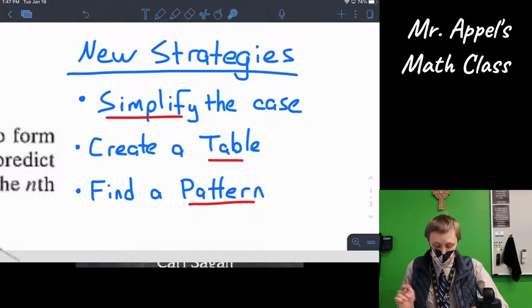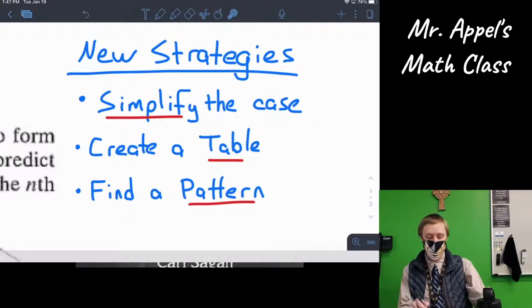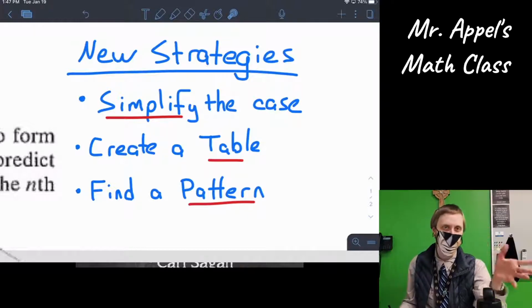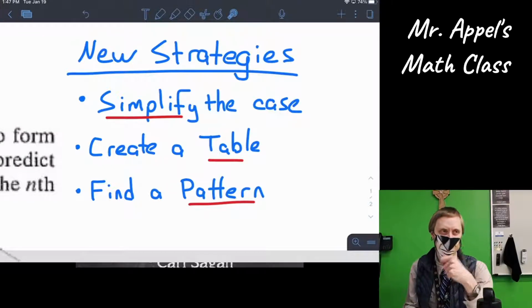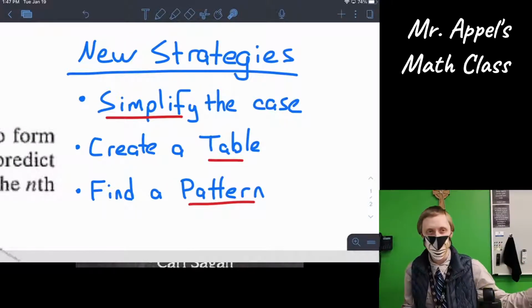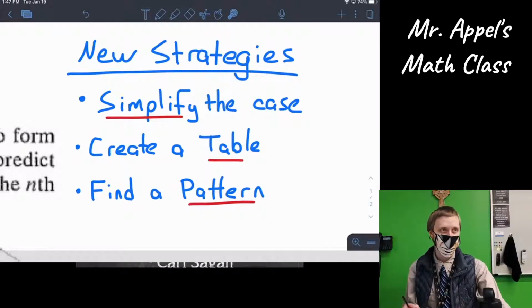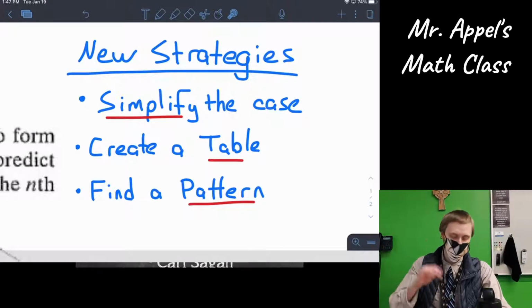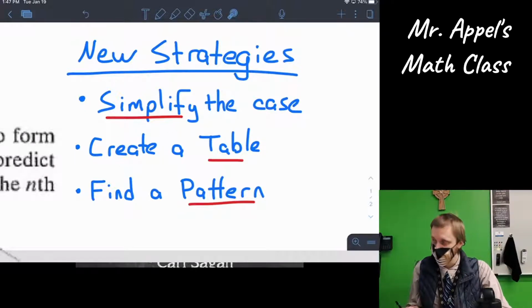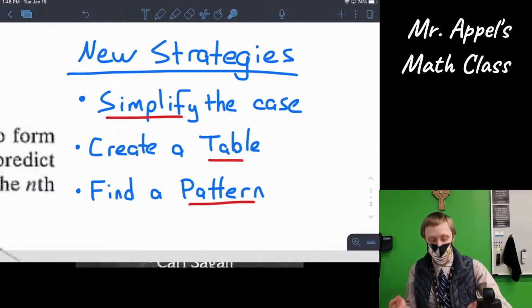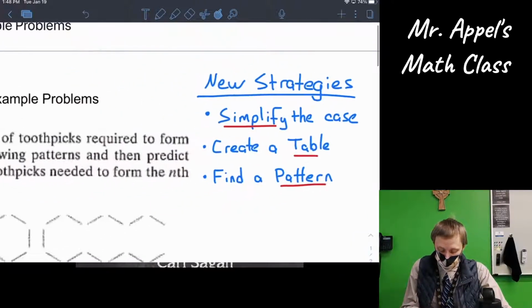Anyways, so our 3 new strategies, simplifying the case. And I moved this one to the top because I think it's probably the most powerful one, second only to drawing a picture. This is possibly the most useful thing you can have in your toolbox in any situation, applied to life in general, right? If you can make things simpler first, it's going to make everything so much easier. Second, we're going to get organized with creating a table. And that's really going to go hand in hand with our 3rd strategy, finding a pattern. For a lot of people, it's much easier to find said pattern when everything is sorted in a table format. So let's put those to use.